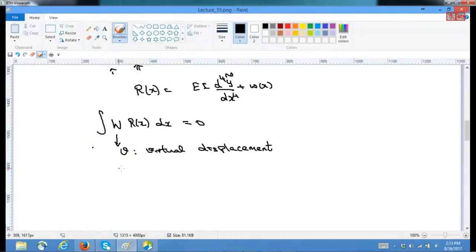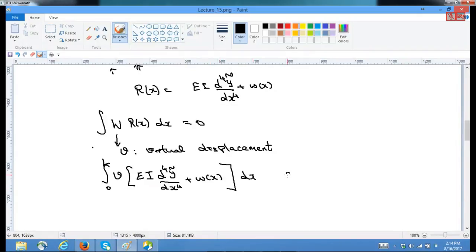And we take V from 0 to L, the length of the beam. The R of x in this case is EI d4 y tilde by dx4 plus w of x, dx is equal to 0.